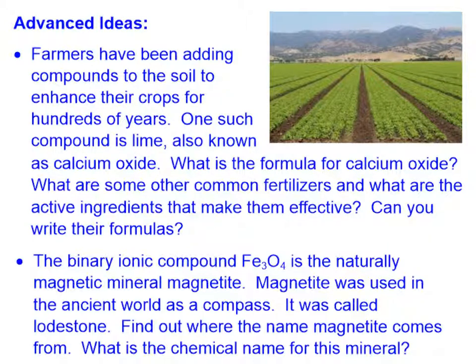Another idea, binary ionic compound, iron oxide. It's the naturally magnetic mineral magnetite. Magnetite was used in the ancient world as a compass, and they used to call it lodestone. Find out where the name magnetite comes from. Also, can you tell the chemical name for this mineral? I didn't give the correct name when I was reading this question. Can you write down the correct name for it? Look forward to seeing what you come up with, and we'll see you in class.